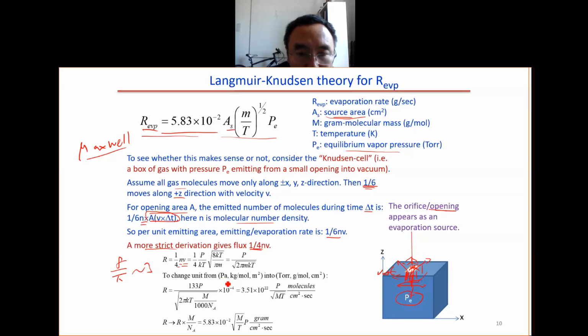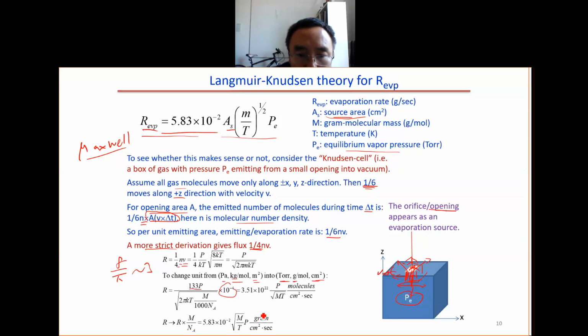Now we change the units from Pascal, kilogram per mole, and square meter into torr, gram per mole, and square centimeter. So one torr equals 133 Pascal. 1 gram equals 1 over 1,000 kilogram. 1 square centimeter equals 10 to the minus 4 square meter. So then we have this formula. This is the number of molecules per square centimeter per second.